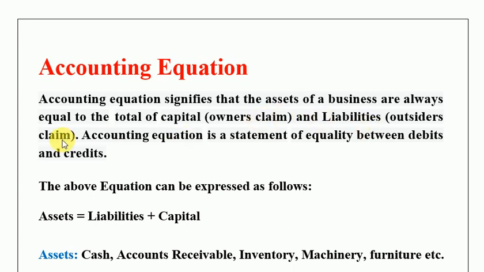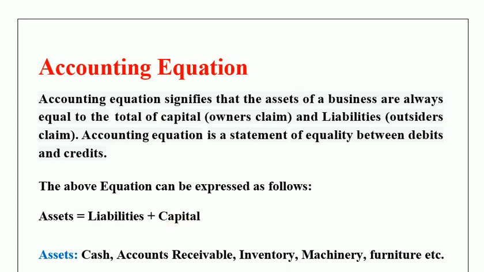It means the assets of a business will always equal the total amount of capital and the liability of the business. So the accounting equation is a statement of equality between debit and credit. The above equation can be expressed as follows: assets equal liability plus capital.